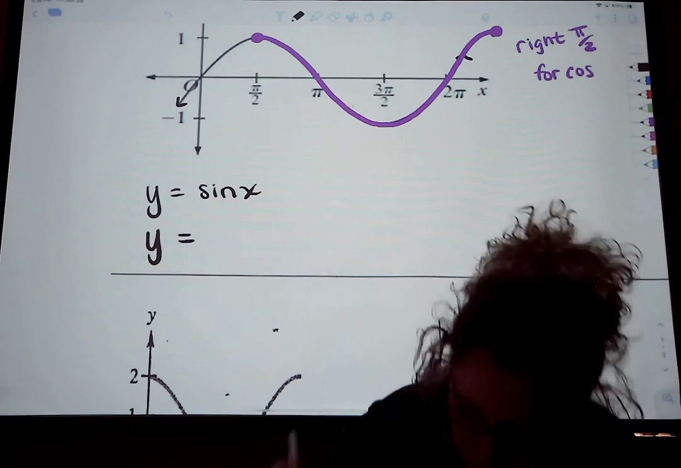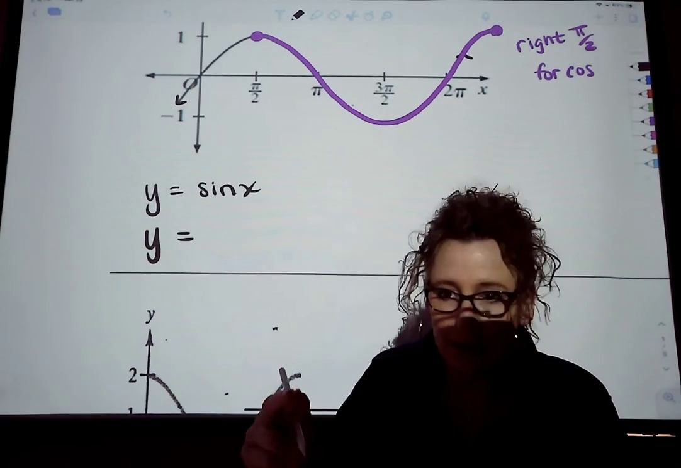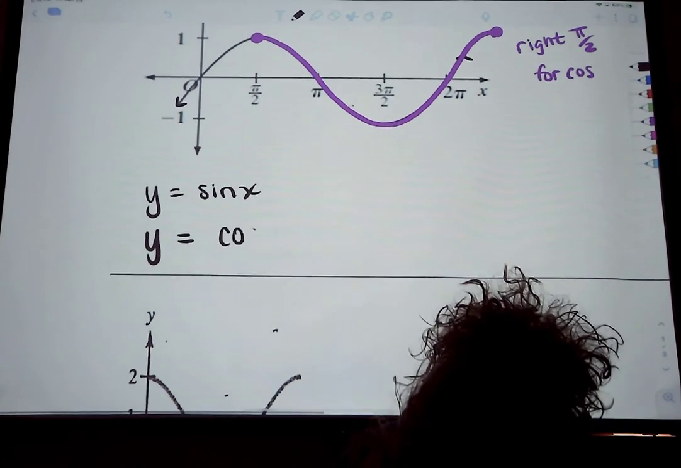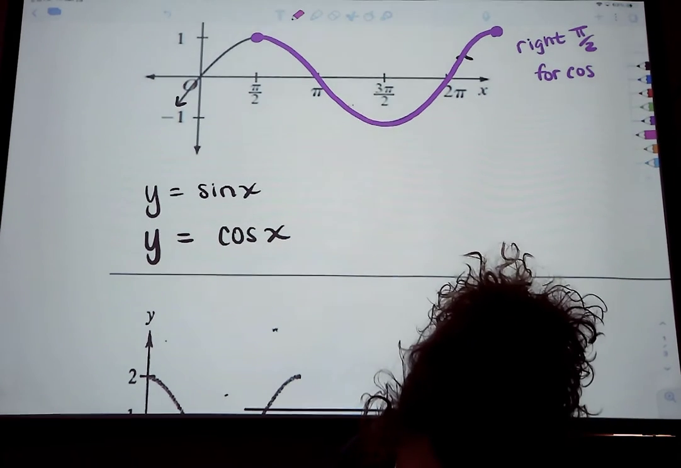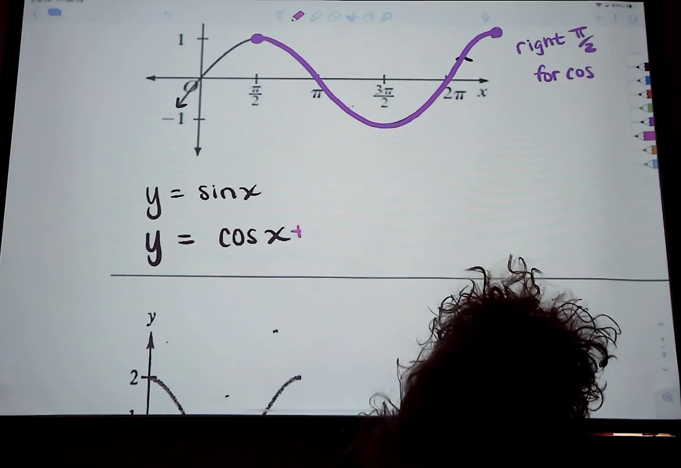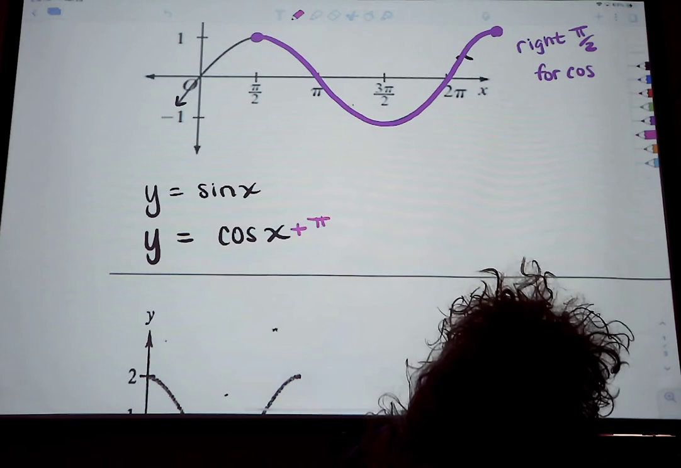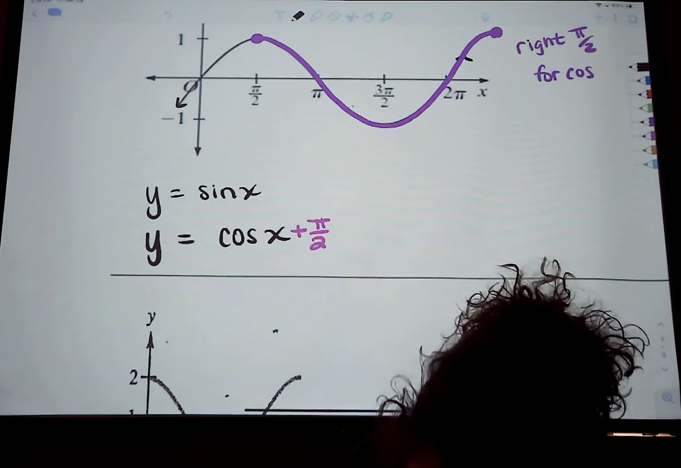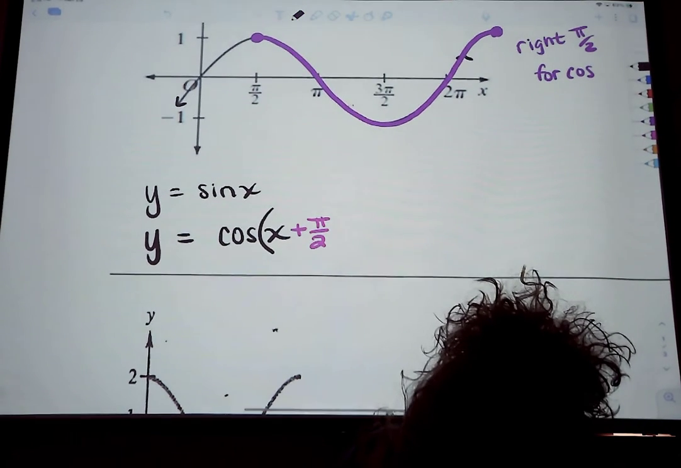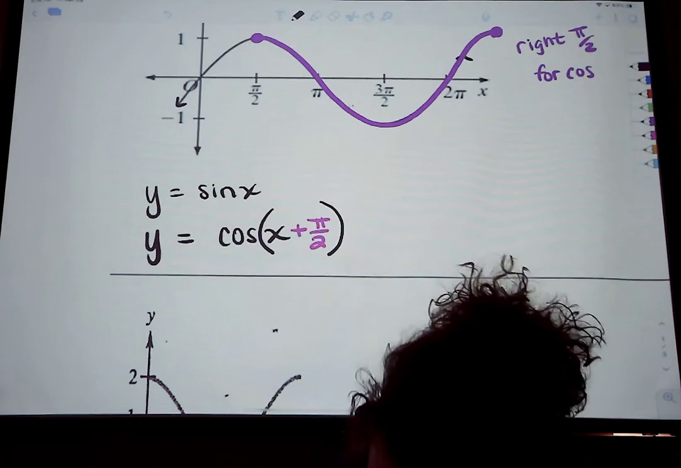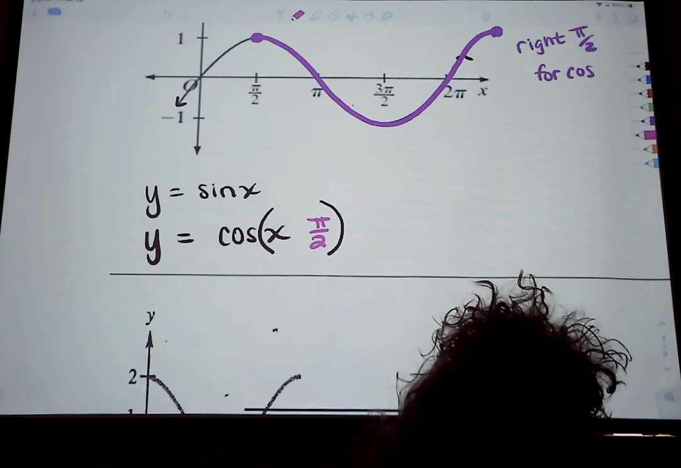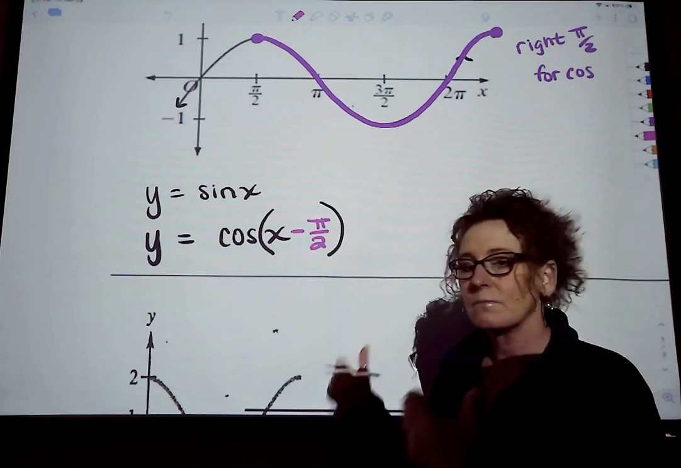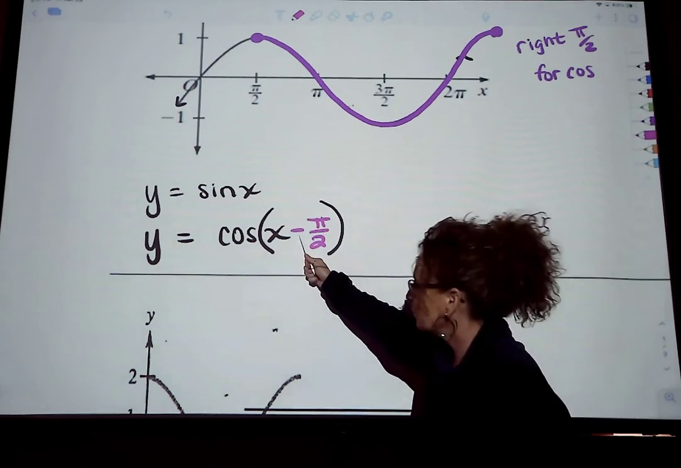Y equals same amplitude, same b value, cosine x, right pi over 2. You need parentheses. Oh, no, sorry. Hold on. Right pi over 2.